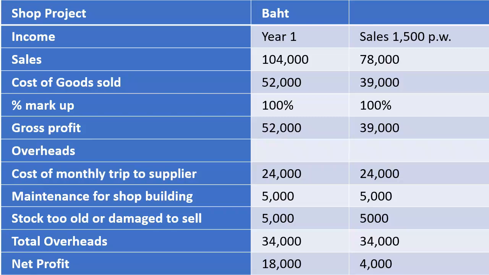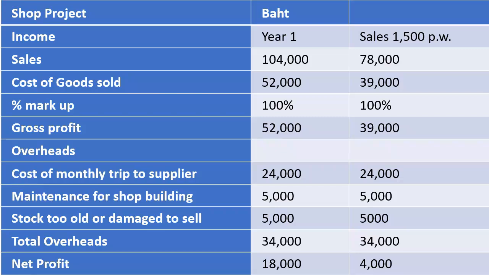And if we're selling less, that means the cost of goods sold is less. So that will be only 39,000. And the gross profit will go down to 39,000 as well. So what we're saying is we're buying 39,000 worth of goods. We're selling them for double what we bought them for, so that's 78,000. And our profit is 39,000.